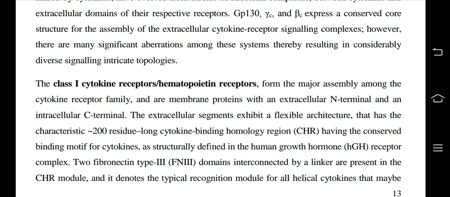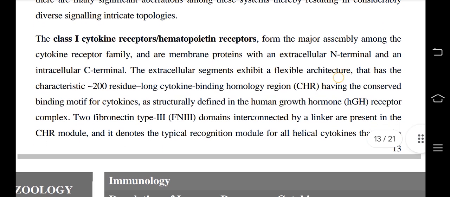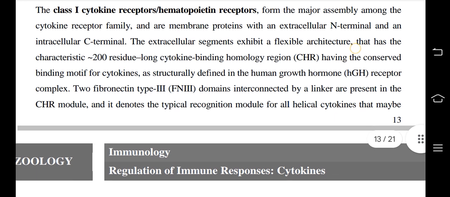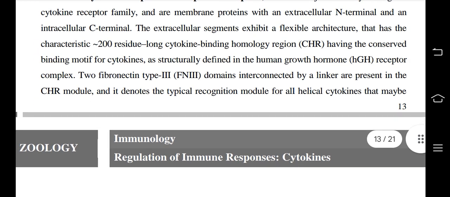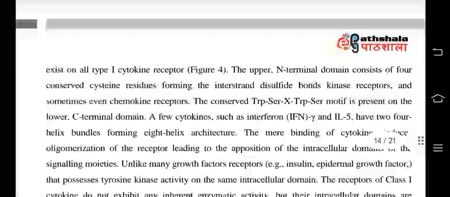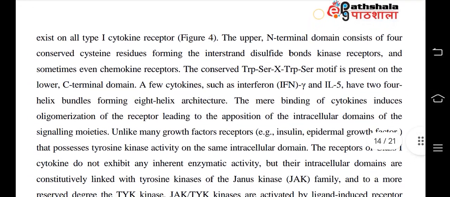The extracellular segments exhibit a flexible architecture and have the characteristic 200 residue long cysteine-rich homology region, having a conserved binding motif for cytokines, as structurally defined in the human growth hormone receptor complex. Two fibronectin type 3 domains interconnected by a linker are present in the CHR module and denote the typical recognition module for all helical cytokines that may exist on all type 1 cytokine receptors.